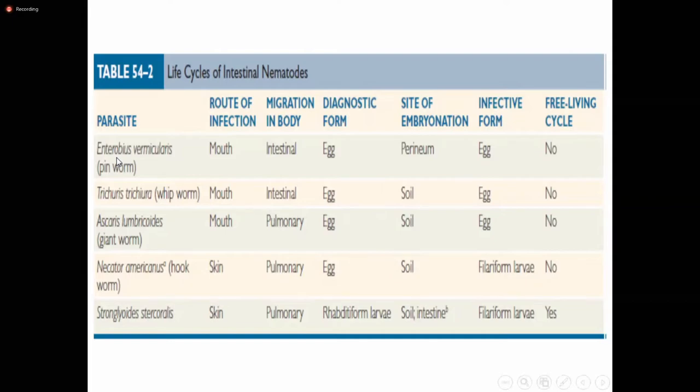The life cycle: how they are transmitted, route of infection, migration, diagnosis. These are the most important, whether there is a free living cycle. Enterobius vermicularis, mouth to the intestine. All of them we diagnose by eggs, except Strongyloides stercoralis, which can be diagnosed by larvae, called rhabditiform larvae. We will see the meaning of rhabditiform. None of them has a free living cycle except Strongyloides stercoralis, which has a free living life cycle in the soil. And we will talk about that.